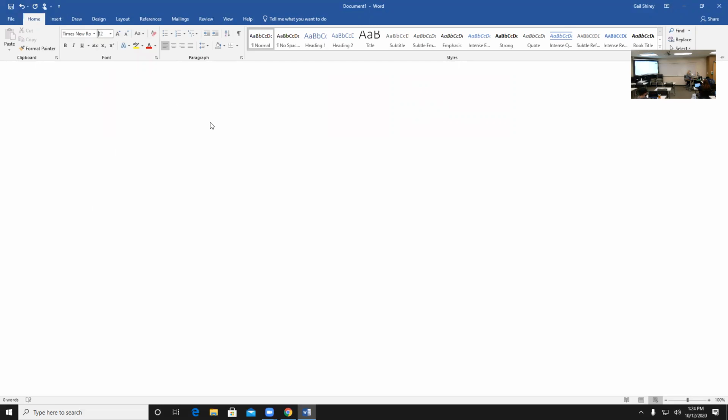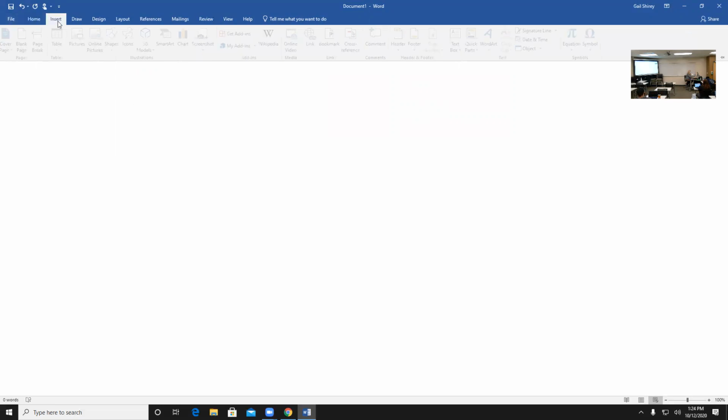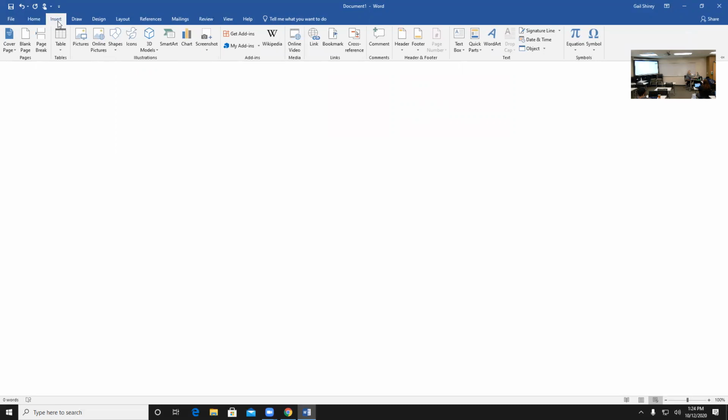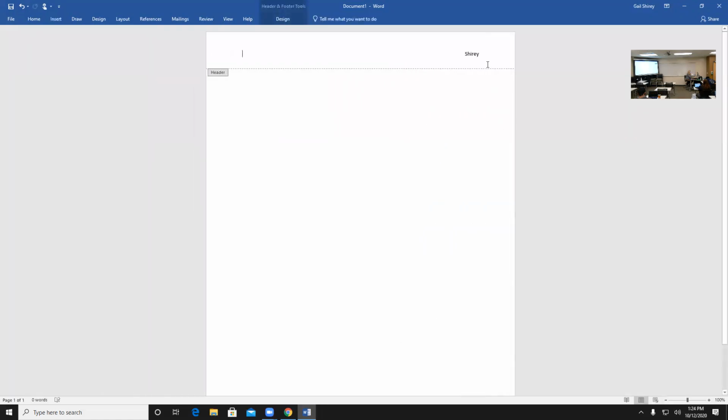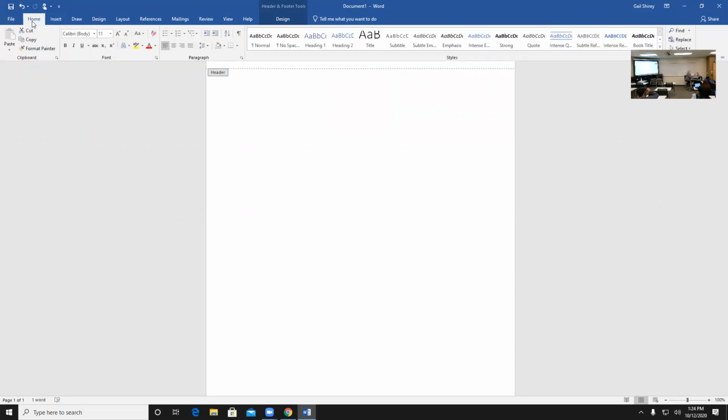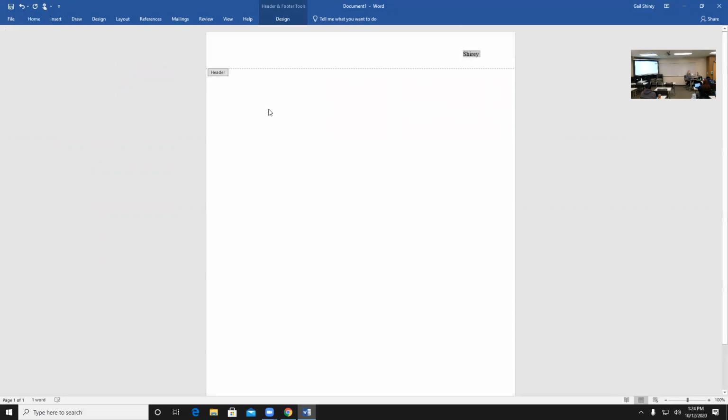Now the header's a little tricky. So let's go back into our header. See if it's going to let me. So the header does not automatically do it in Times New Roman. I forget what the default is. So you need to come over here, you highlight the header, and then you choose Times New Roman size 12. And then it changes it for you.